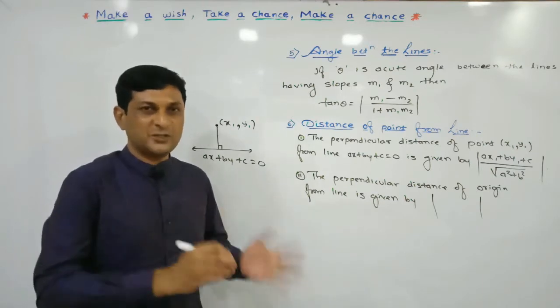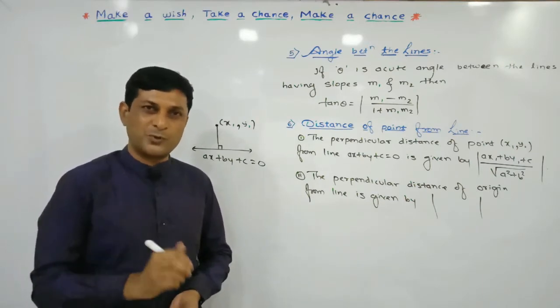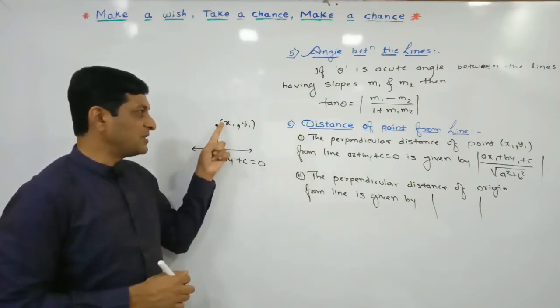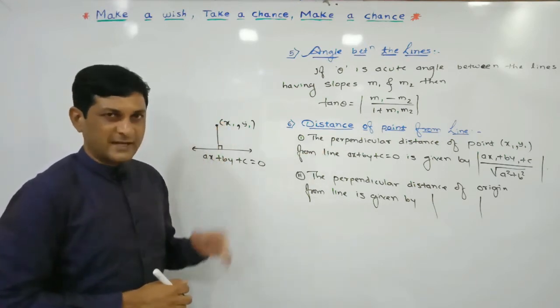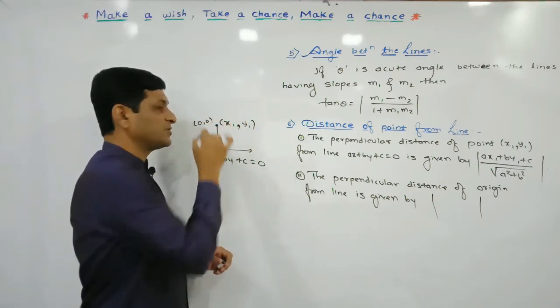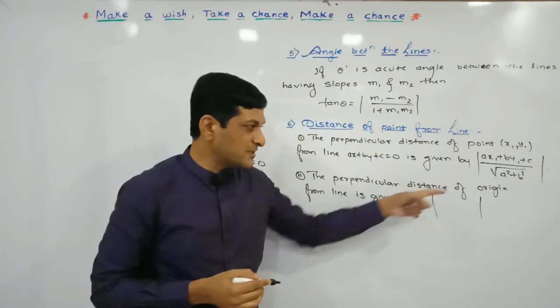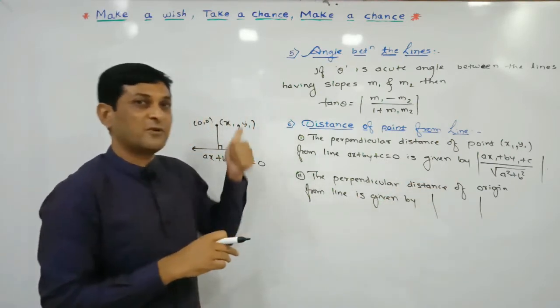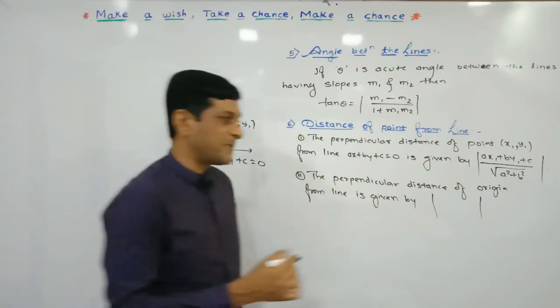We are making the collection of all these formulas which we have proved in class 11. So this formula is applicable to find out the distance of a point from a line. Now if this point is the origin, and what are the coordinates of the origin? 0, 0. Then the perpendicular distance of the origin from the line, or in other words the distance of a line from the origin, can be found by applying the formula.